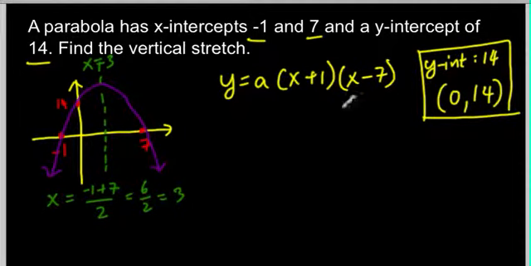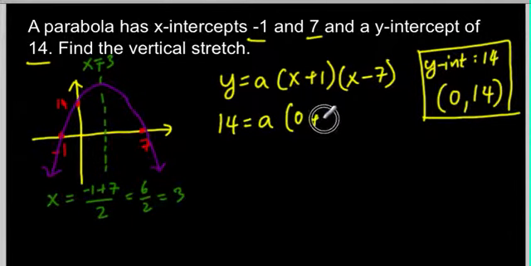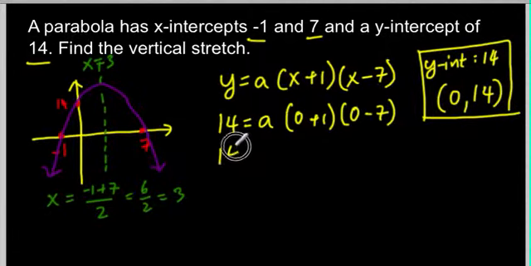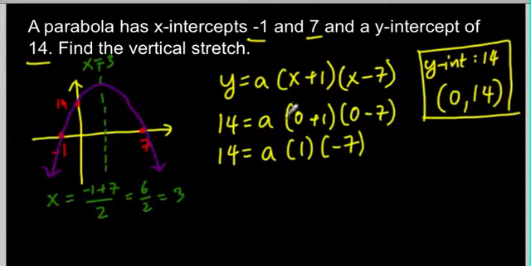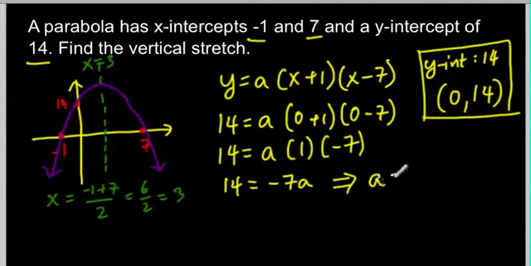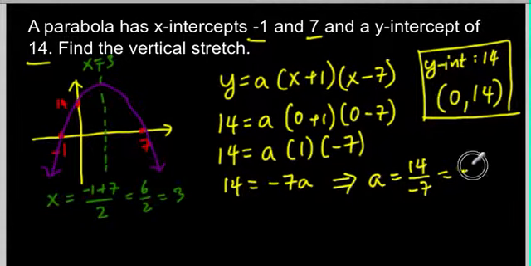So y is equal to 14, so this is 14 equals a. X is 0, so 0 plus 1, and 0 minus 7. So 14 is equal to a times 1 times -7. So 14 is equal to -7a, because a times 1 is a, and that times -7 is -7a. So finally, a is equal to 14 divided by -7, which is equal to -2.